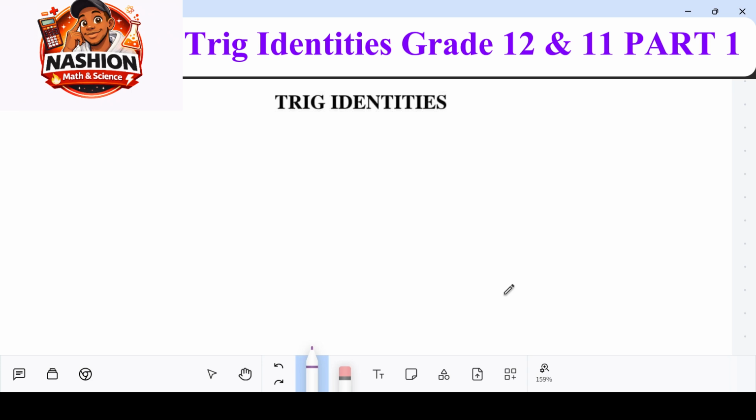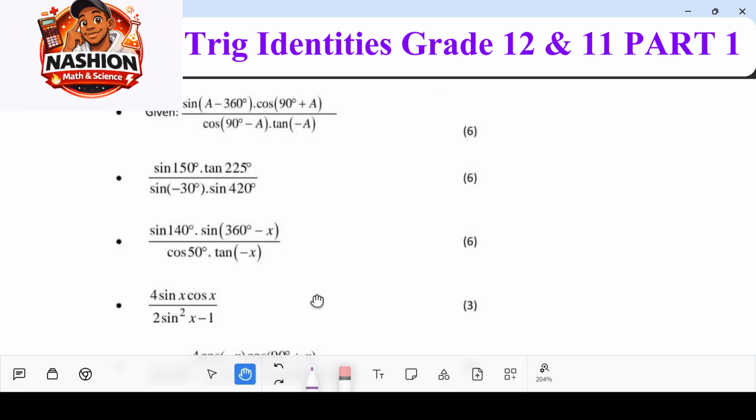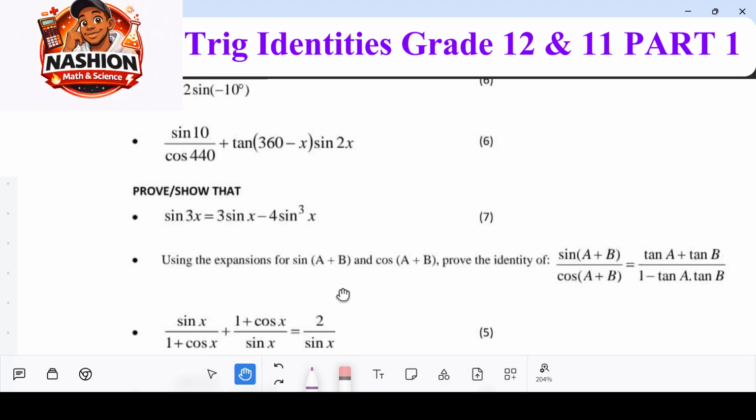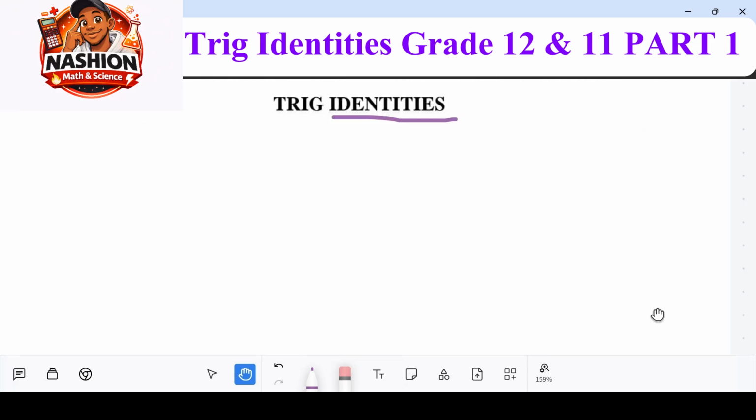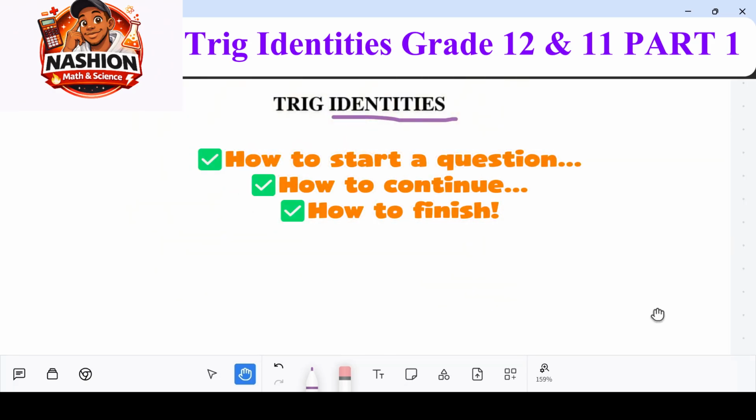Grade 12, grade 11. After this lesson, you will never ever get stuck in trig identities. I'm talking about questions like these ones where we simplify, we prove the left-hand side is equal to the right-hand side, and the whole shebang. In this lesson, we will learn how to start a question, how to continue, and how to finish the question.